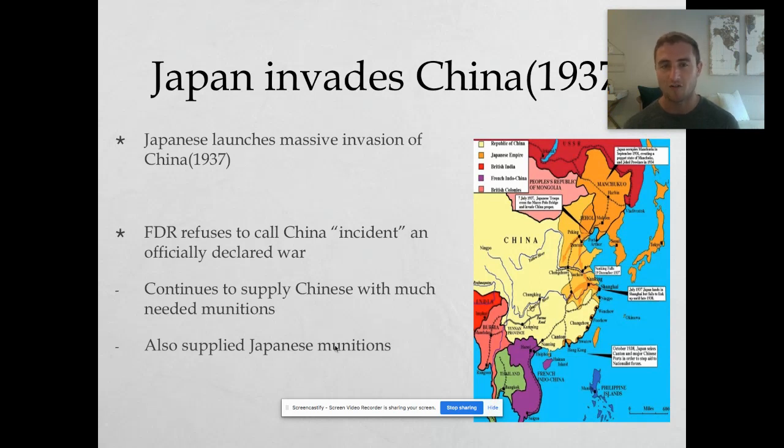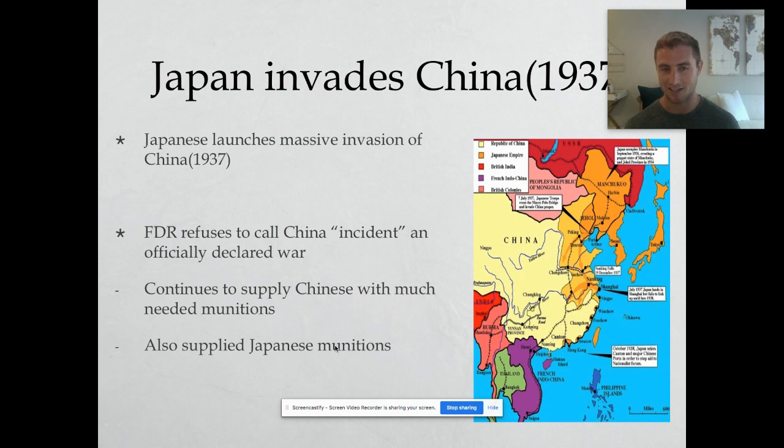Japan launches a full-scale invasion of China in 1937. They had already invaded Manchuria in 1931. This is really the launch of the Second Sino-Japanese War, or the second war between China and Japan. And this time, FDR correctly does not call it a war. He calls it an incident.